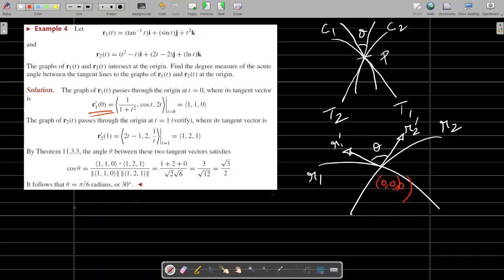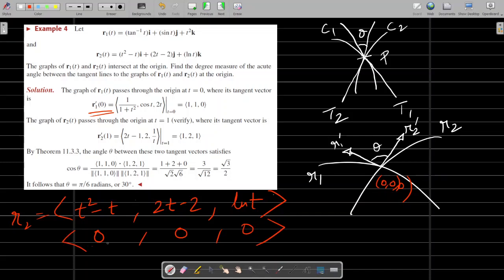So what was r2? r2 is t square minus t i plus 2t minus 2 j plus log t k. So this is your r2. Now what is the value of t for which it becomes 0, 0, 0? That is what we have to find out, or in other terms, the value of t for which it passes through the origin.